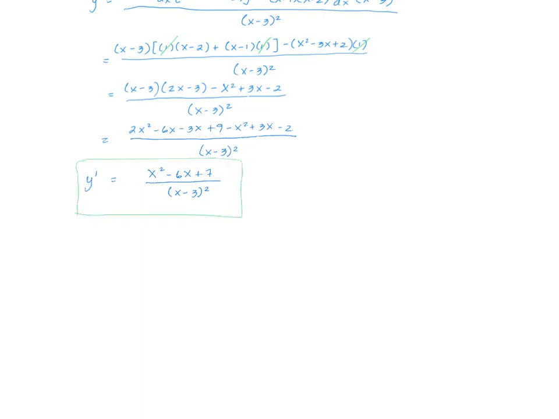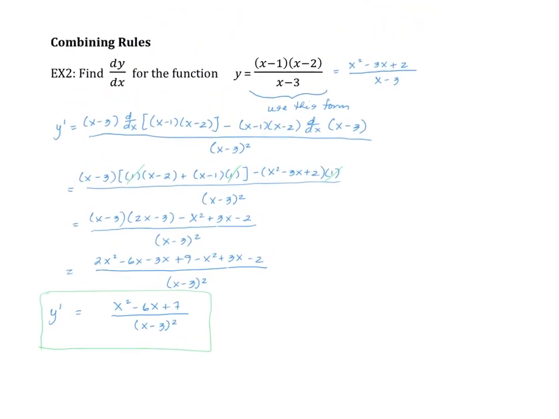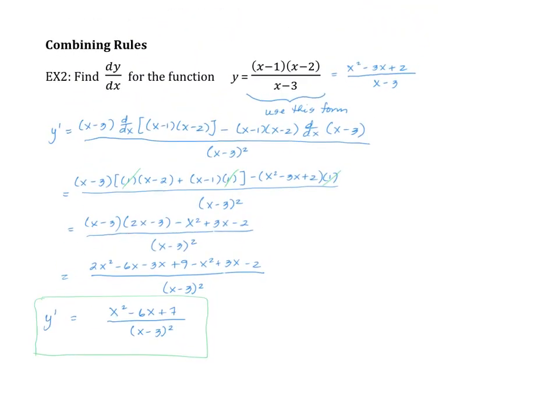So just to backtrack, although I could use a combination of quotient and product rule, in this particular case, I would rather multiply that numerator out and just use the quotient rule. Okay, so that's it for this section.